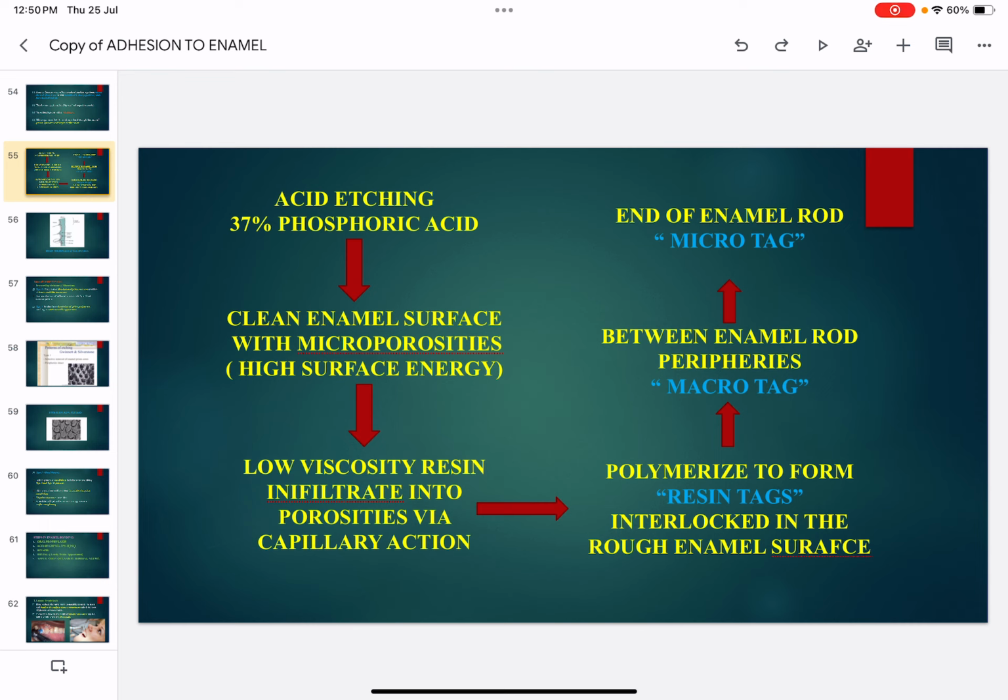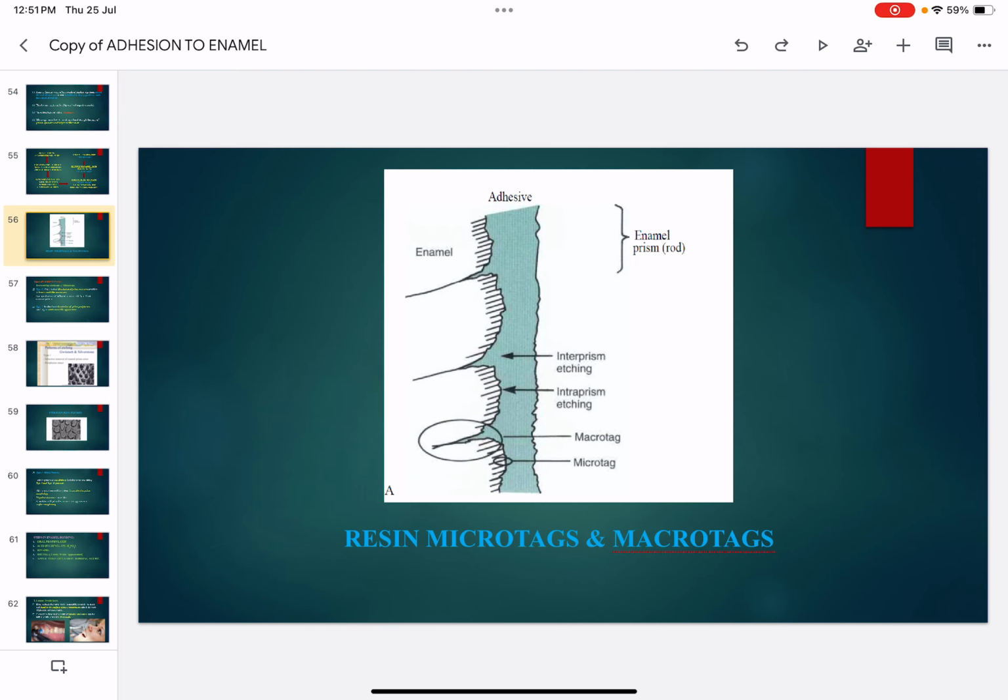And these resins will polymerize to form what you call resin tags. And these resin tags are interlocked in the rough enamel surface. The resin tags that are formed between the enamel rods are called macro tags, and the resin tags that are formed at the end of each enamel rod after dissolution of hydroxyapatite crystals are referred to as micro tags. In this picture, you can very well appreciate the macro and the micro tags between the enamel rods.